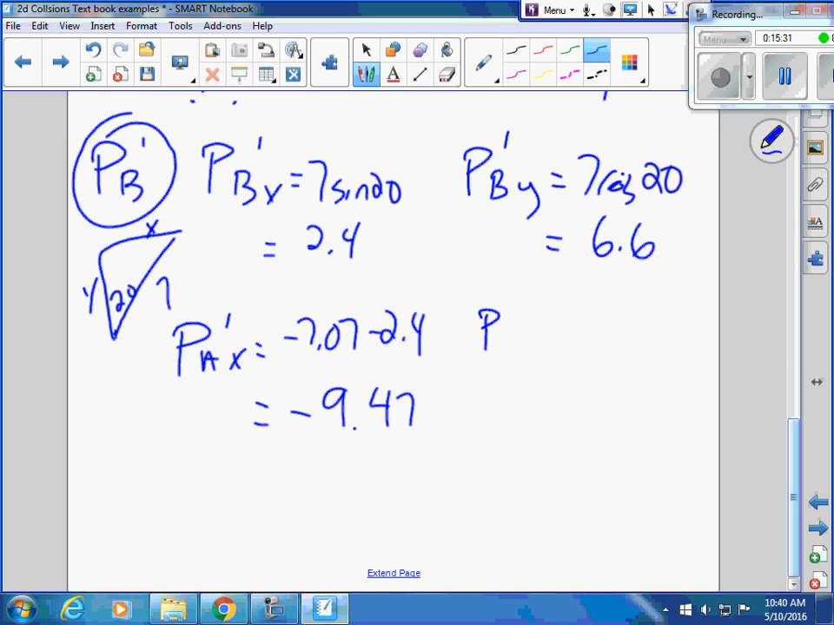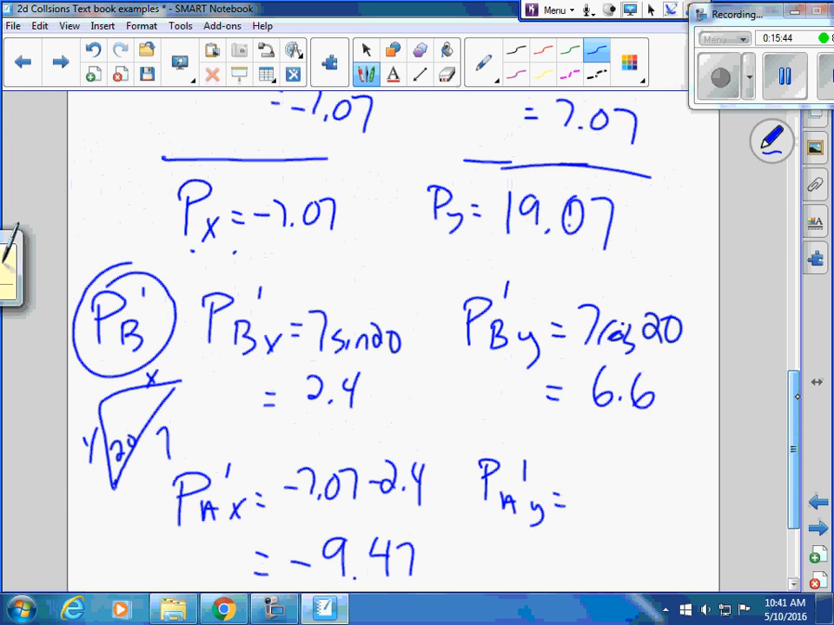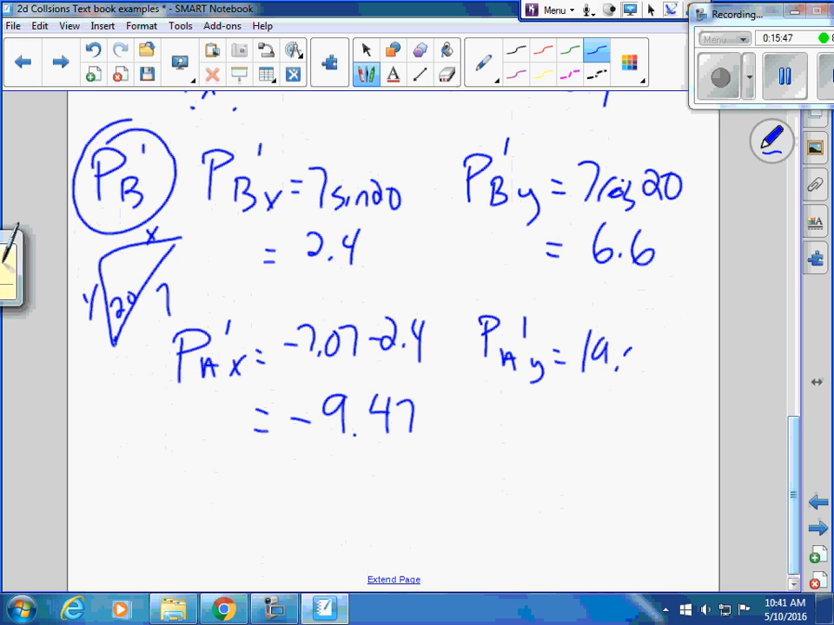And P A prime Y is going to be 19.07 minus 6.6. Help me out there. I got slightly different numbers here. That's it. Okay, so those are my components of A after the collision.